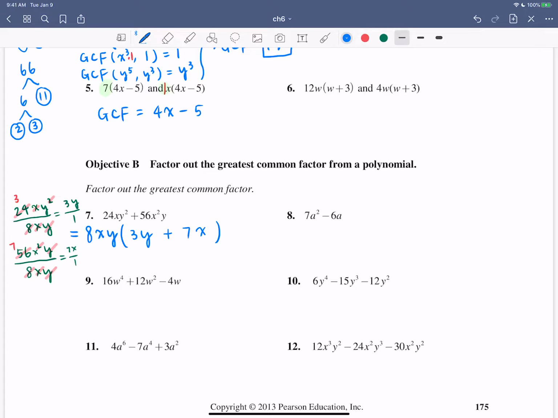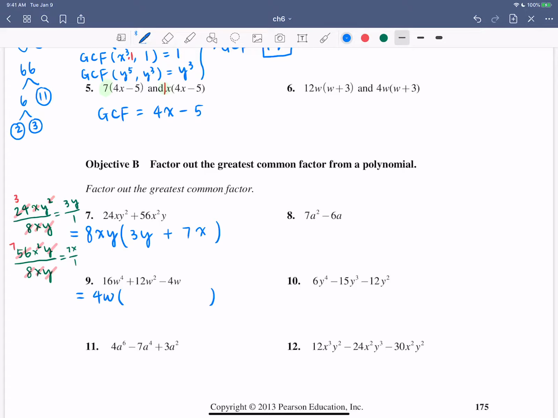Moving on to number 9. First, look at the coefficients, 16, 12, and negative 4. They have a greatest common factor of 4. So you could either look at them or you could do a tree. And then look at the variable part. You have w to the 4th, w squared, and w. Apparently, all of them have at least one w, so it's just going to be w. So here you probably know a trick, right? If you have the same variable, you basically take the lowest power, that is your GCF. And then you're going to write down what's left.